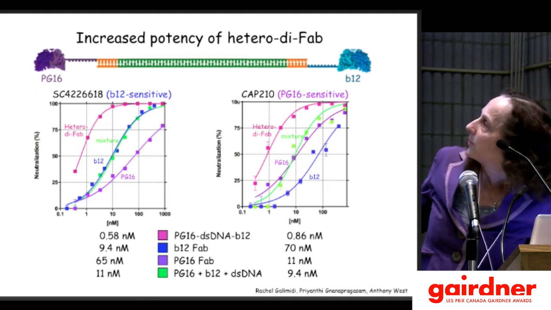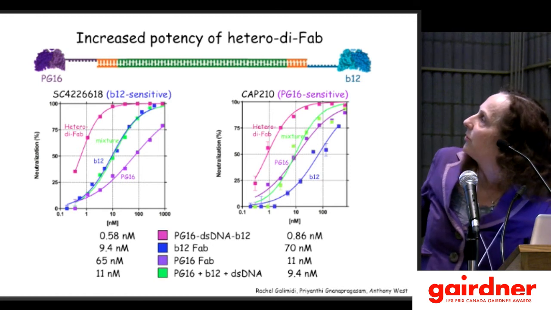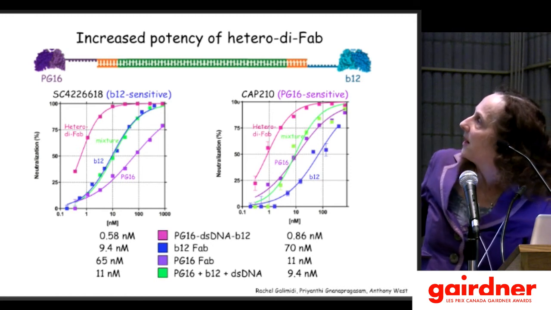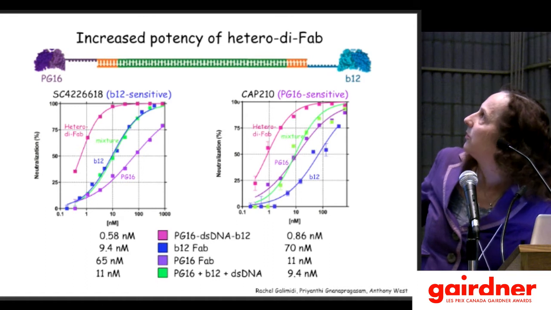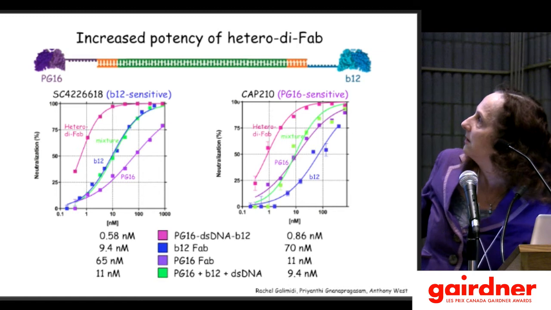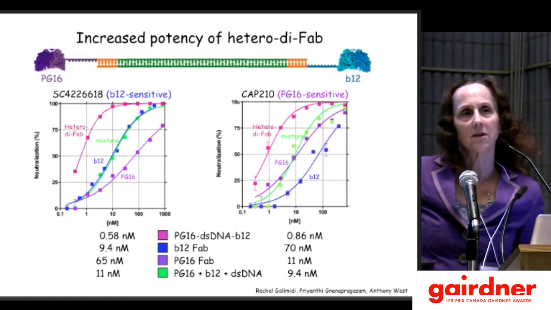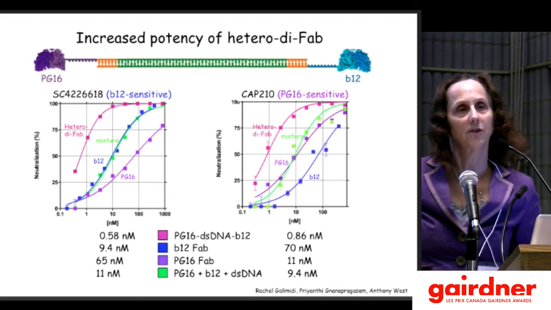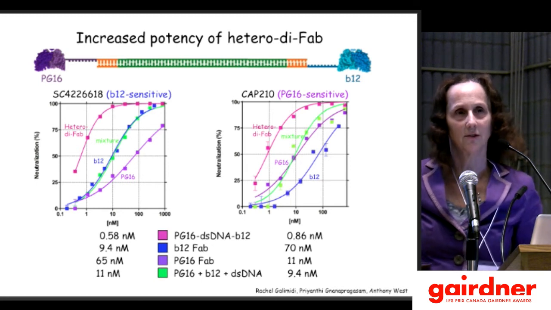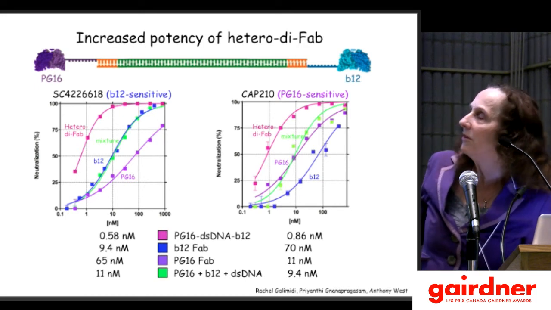Okay, so B12 works relatively well. PG16 doesn't work so well on this strain, and this strain is the opposite. PG16 works well, but B12 doesn't work so well. And now you take the so-called heterodifab, which has PG16 and B12 covalently linked to each other via this ruler, and you can see that this works much better. What we're achieving here, after hundreds of assays where we did not achieve this, and I won't show you all the negative results, is synergy.